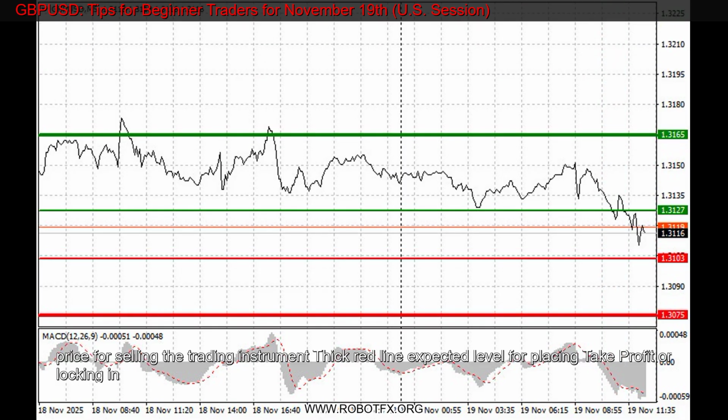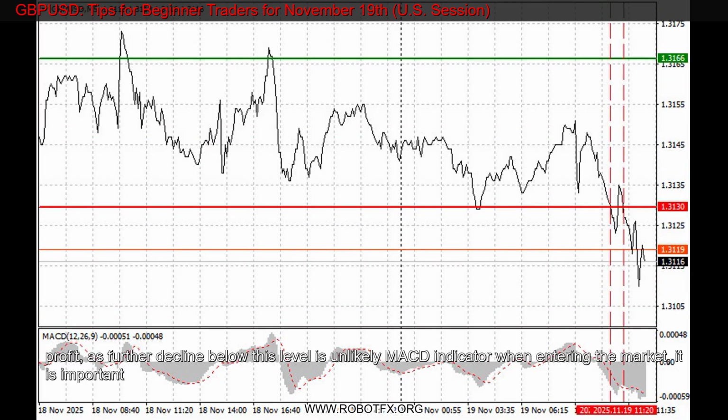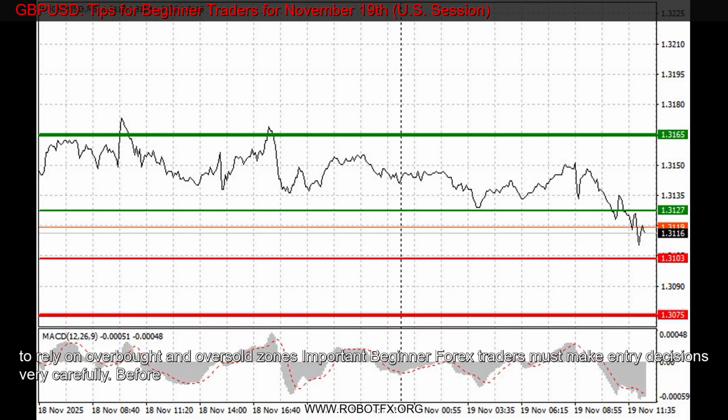Important. Beginner forex traders must make entry decisions very carefully. Before the release of major fundamental reports, it is best to stay out of the market to avoid sudden price swings. If you decide to trade during news releases, always set stop-loss orders to minimize losses.